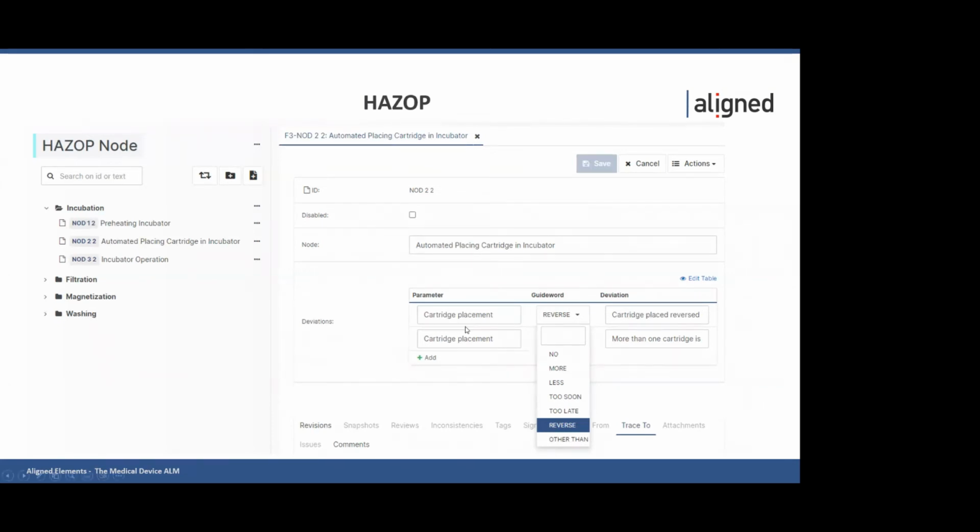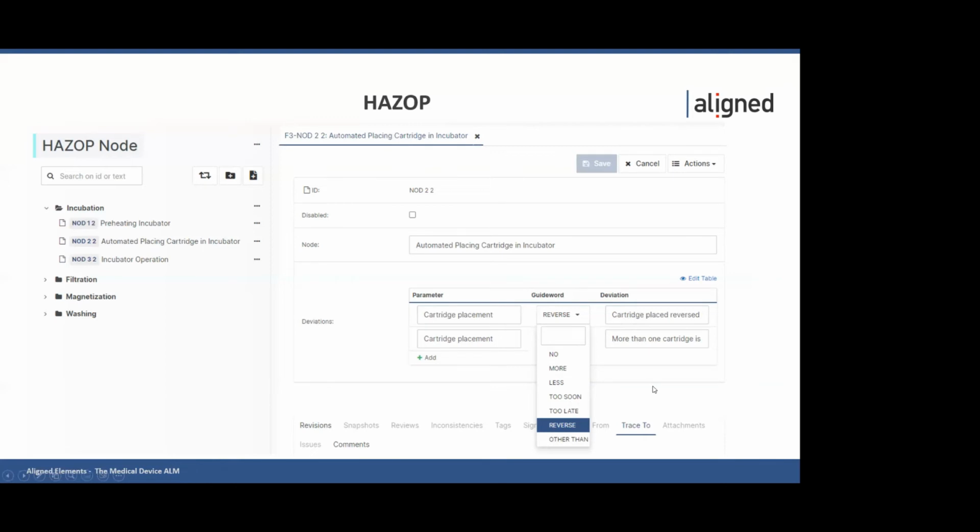Well, I wrote down the parameter cartridge placement, and I then went through the guide words. Okay, and here we have a guide word that says reverse. Okay, what would happen then if we put the cartridge in the reverse order into the incubator? We put it in backwards, basically. What kind of risk would entail from that? Is that a risk? Or we use cartridge placement. What happens if it's too soon, for example?